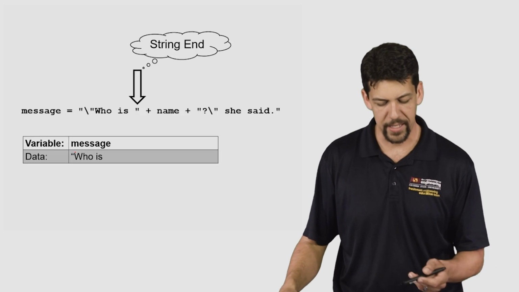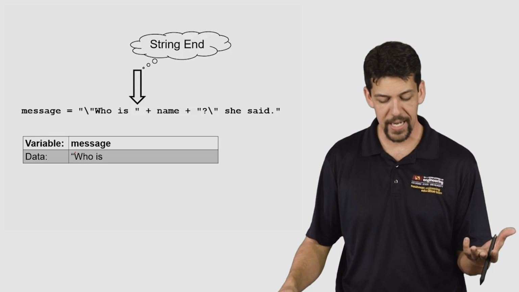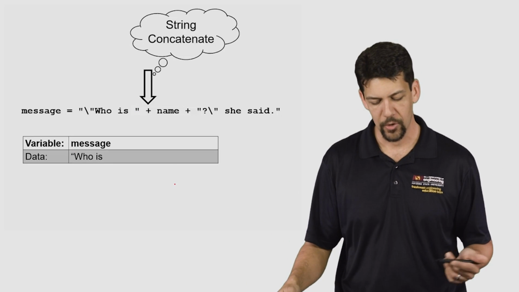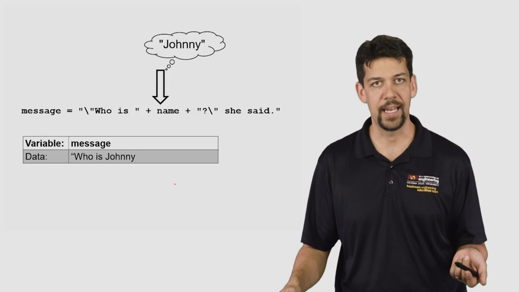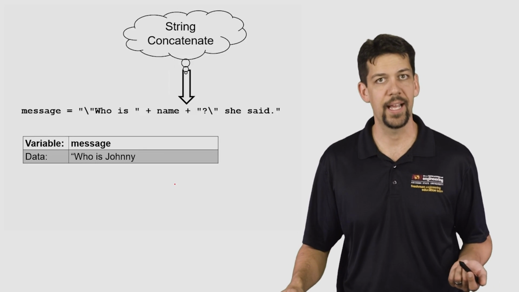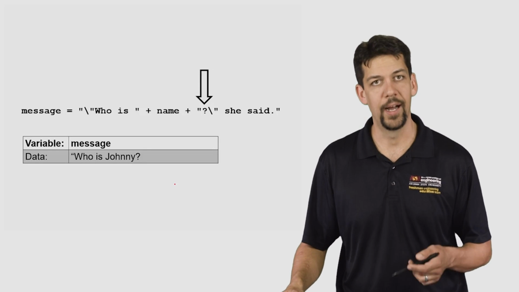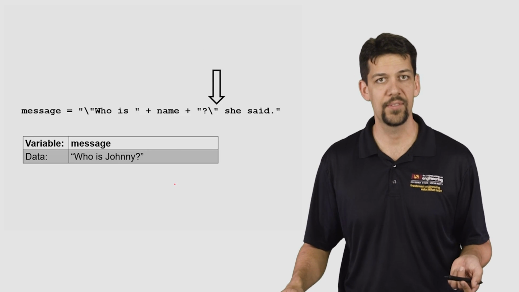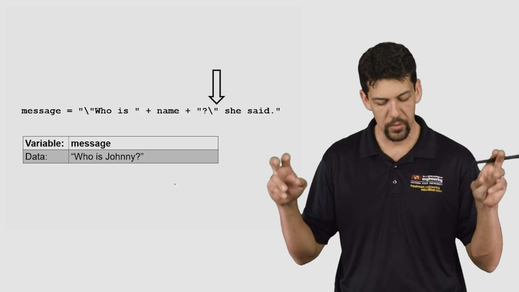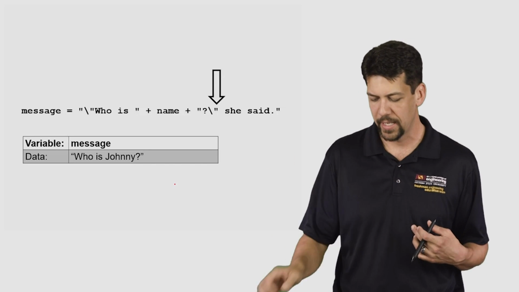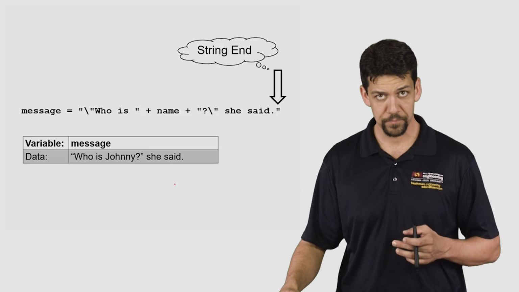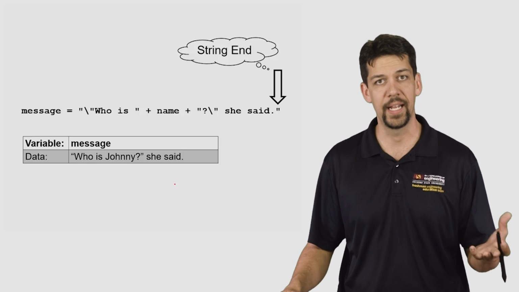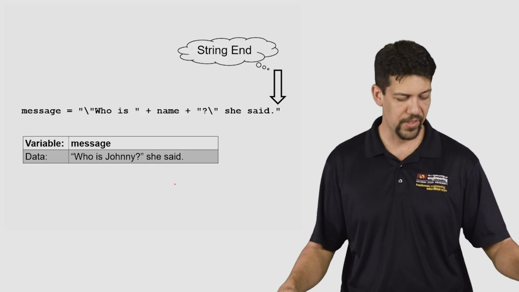Then it runs through, adds "who is", because those are normal strings. Now it's a string end. So this one doesn't have a slash because we want it to be the end of the string part. We do string concatenate, access and add name, which is Johnny, do another string concatenate, open string, question mark, escape again, include this quote in the total string. So now we've got the quote, "who is Johnny?", inside of the message variable. And the string continues at this point with "she said" until we get to the unescaped quotation marks, and that concludes the string. That's the string end, and everything processes well.